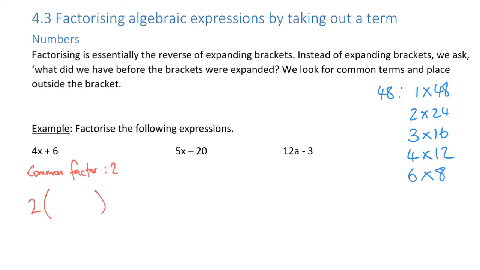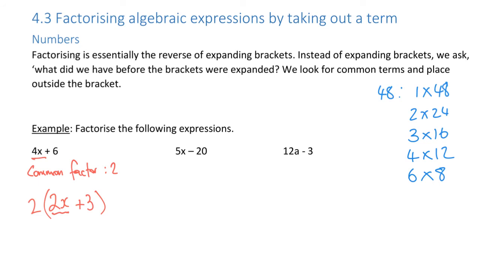And then inside the bracket we're thinking, well, 2 multiplied by what gives me 4x. Hopefully we can see that's going to be 2x. And then 2 multiplied by what gives me 6? And the answer is 3. So the factorised form is 2 upon 2x plus 3.